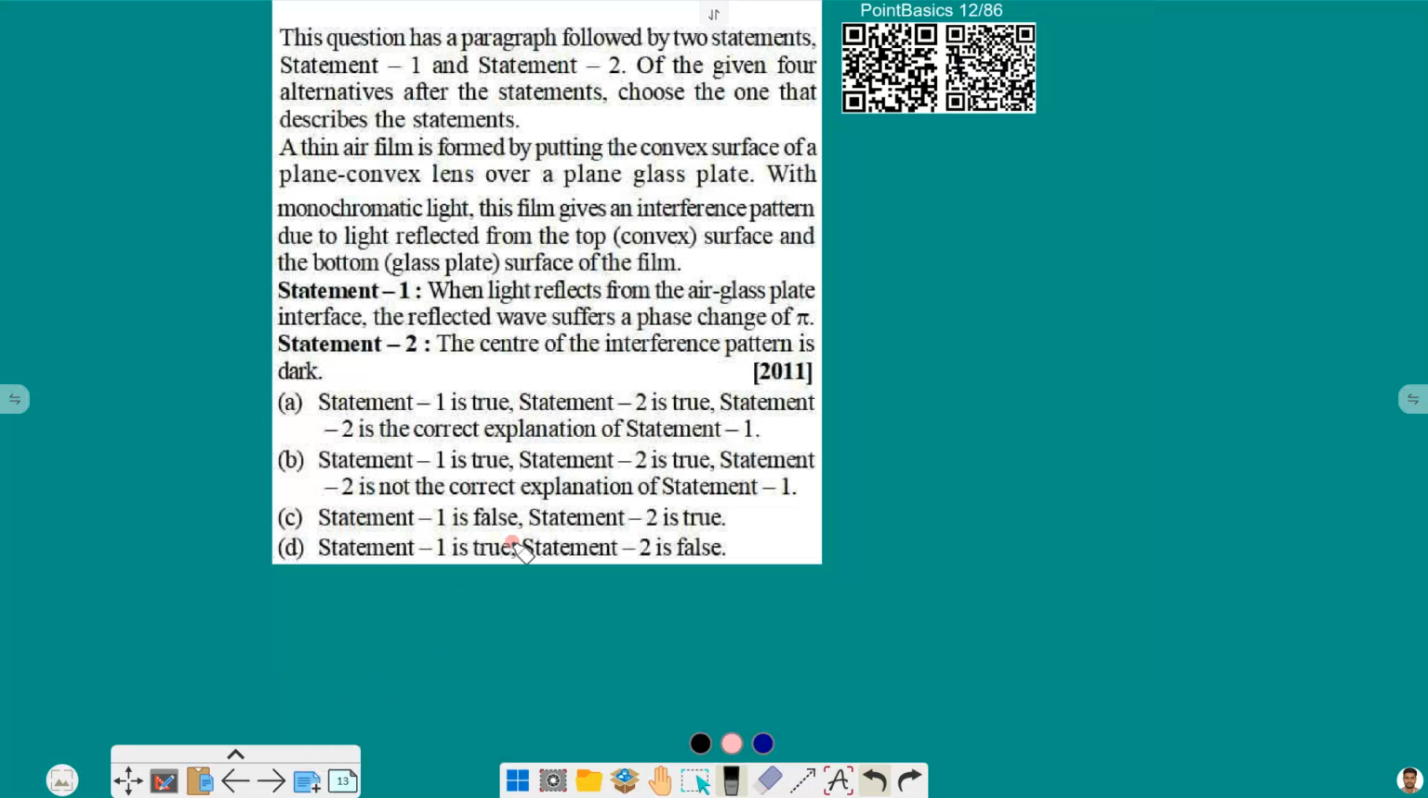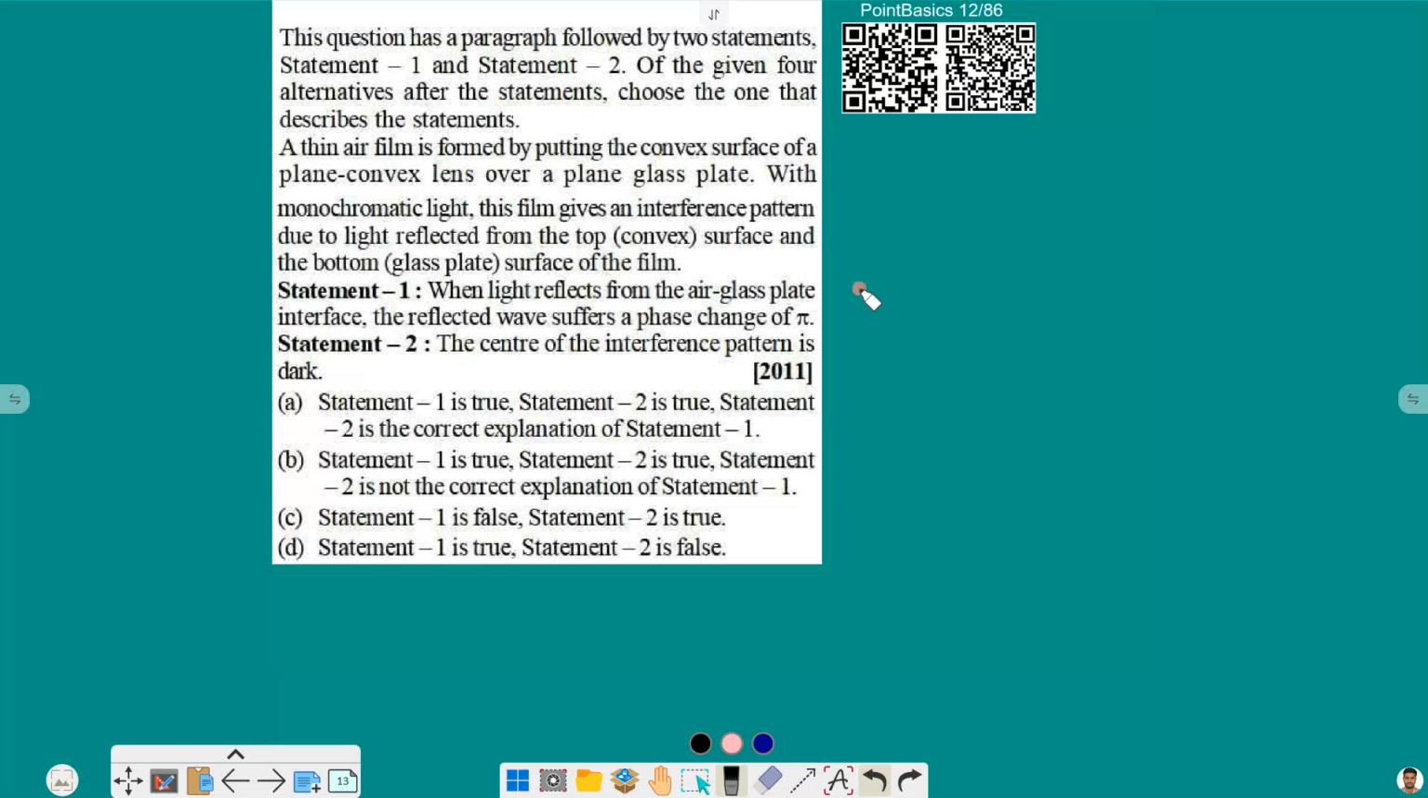Moving to the next one. The question has a paragraph followed by the two statements, statement 1 and statement 2. Choose one of the given four alternatives which describes the statements. A thin air film formed by putting convex surface of a plane convex lens over the plane glass plate with monochromatic light. This film gives interference pattern due to light reflected from the top convex surface and the bottom glass plate. Statement 1: when light reflected from the glass air plate interference, reflected wave suffers phase change of pi. And statement 2: the center of the interference pattern is dark.